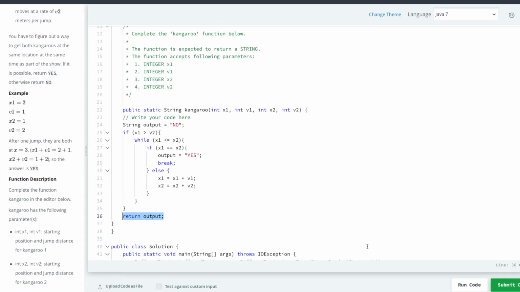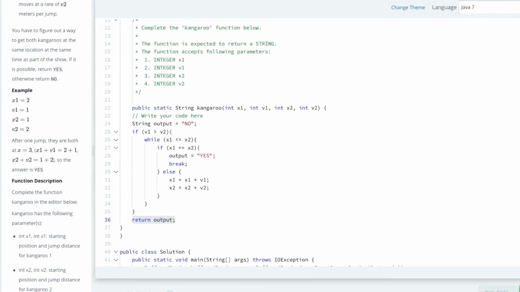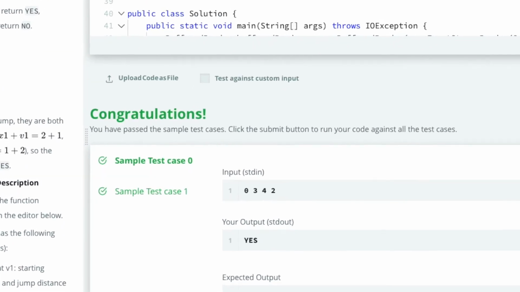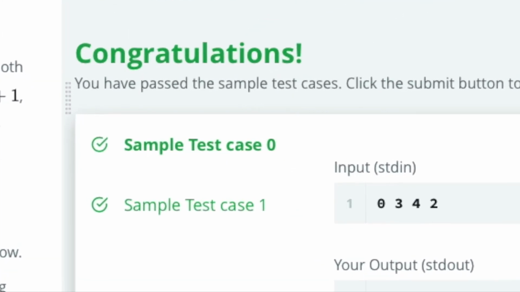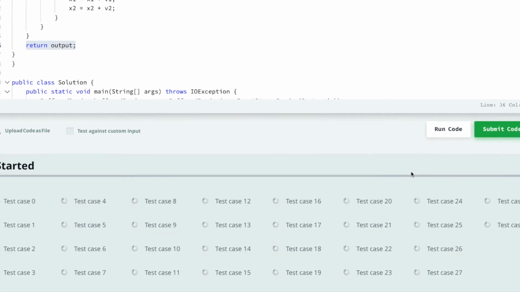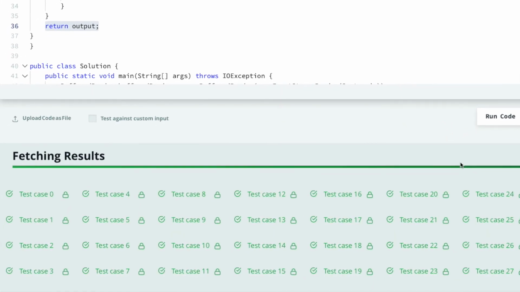Okay, let's give that a go. Bravissimo, that's what we were looking for. Congratulations, and let's try all of the test cases. Not a red light in sight.